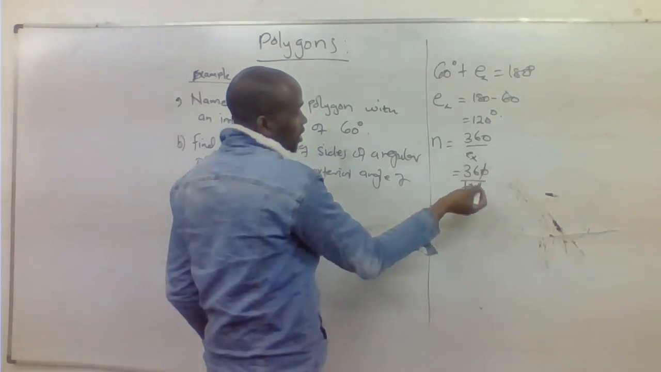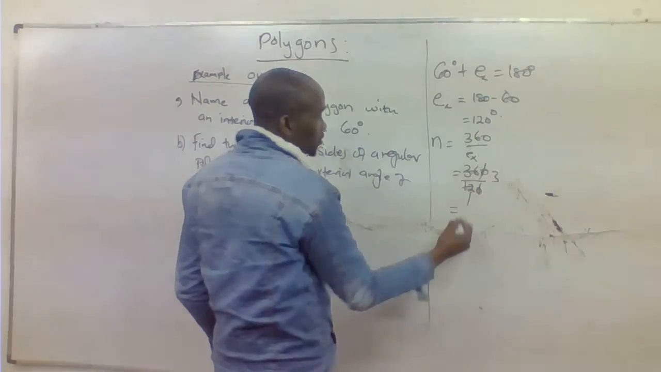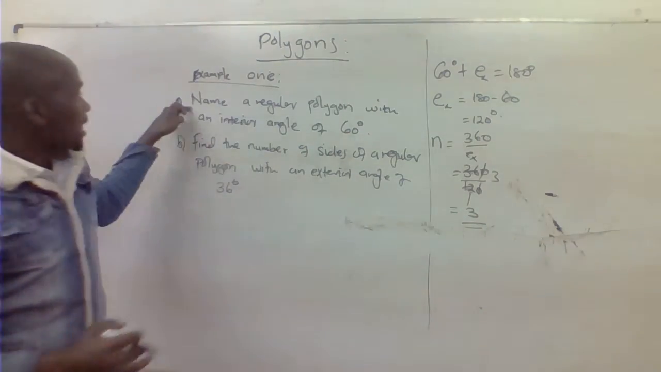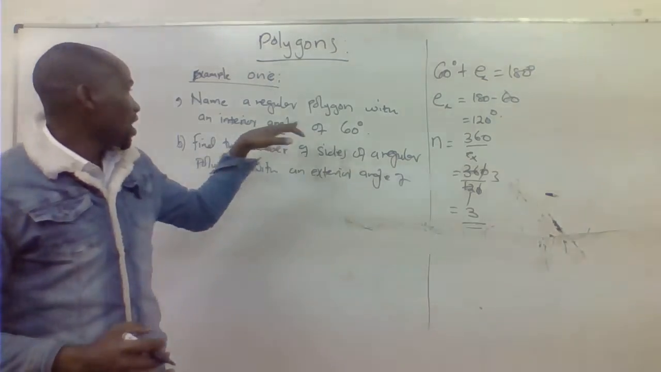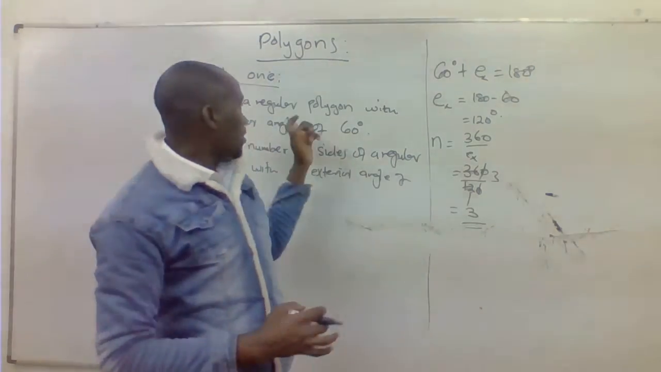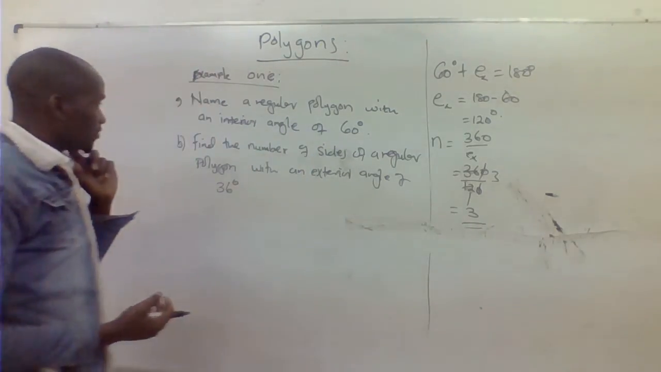And how many sides do you get? This one is 3. So this tells you it is a triangle, because the number of sides is 3. So, name a regular polygon with interior angle of 60 degrees. That polygon will be a triangle. That's how we solve that question.